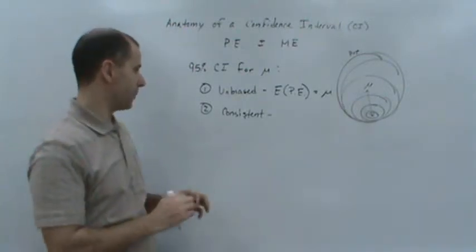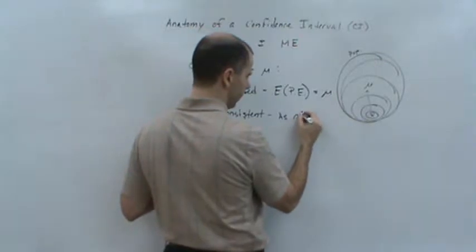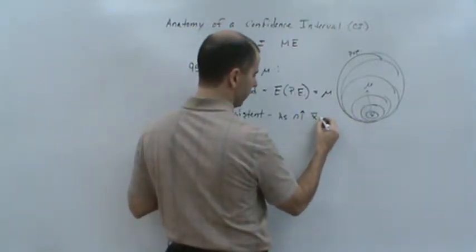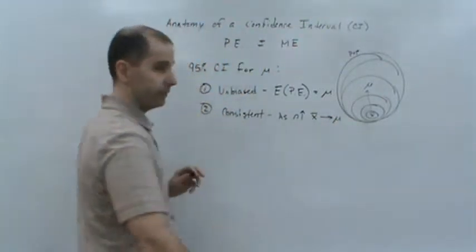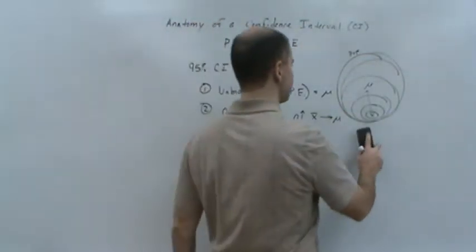So as sample size increases, as n increases, X bar approaches mu. That's what consistent means, okay? So that's the second characteristic.